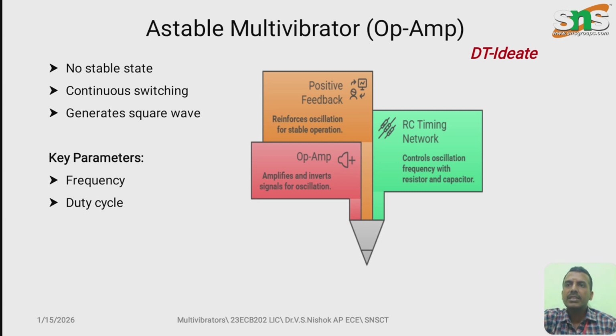So we are starting with the astable multivibrator. The name astable specifies there is no stable state in this type of circuit, which makes the output continuously switch between on and off, that is, the high and low state. The output will be switching between the positive peak and the negative peak value, which generates the signal as a square waveform. So that is your astable multivibrator, and the key parameters to note here are the frequency, which specifies the switching speed, and the duty cycle.